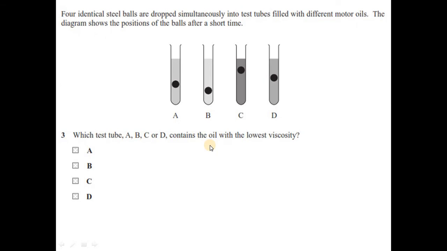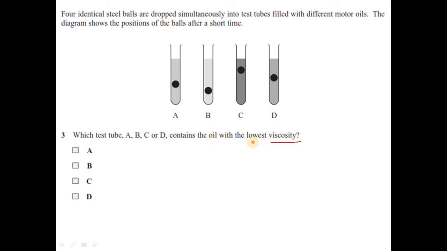Four identical steel balls are dropped simultaneously into test tubes filled with different motor oils. The diagram shows the position of balls after a short time. So four different fluids with different viscosity. Question 3. Which test tube A, B, C or D contains the oil with lowest viscosity?